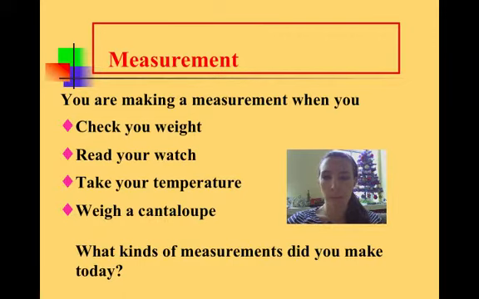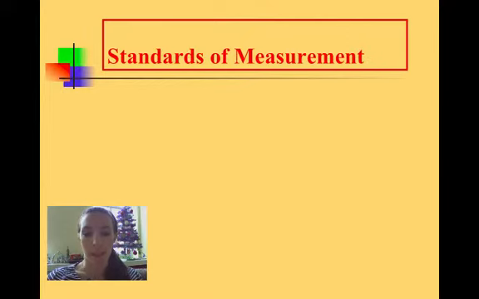You're making a measurement when you do stuff like weigh yourself, check your weight, read your watch, take your temperature, weigh a cantaloupe, or anything else. Also, when you measure the distance between two things, you're measuring stuff. Measurement is going to be used in a lot of different ways this unit. So just understand that measurement is kind of a general term for what we're going to be doing. Okay, so just think for a minute, name 3 measurements that you made today.